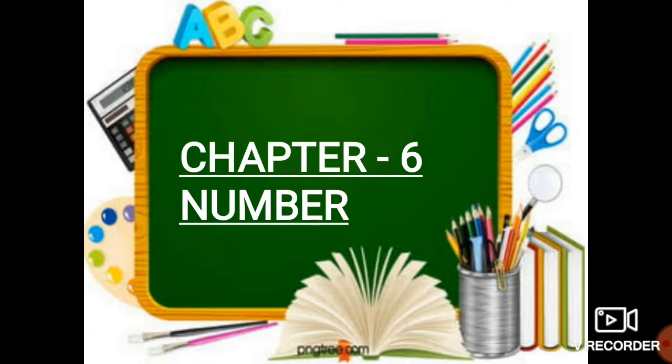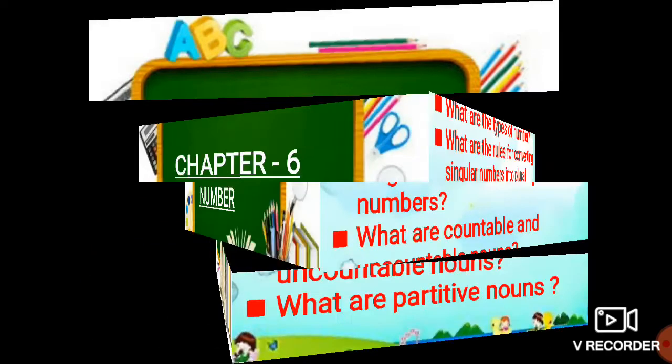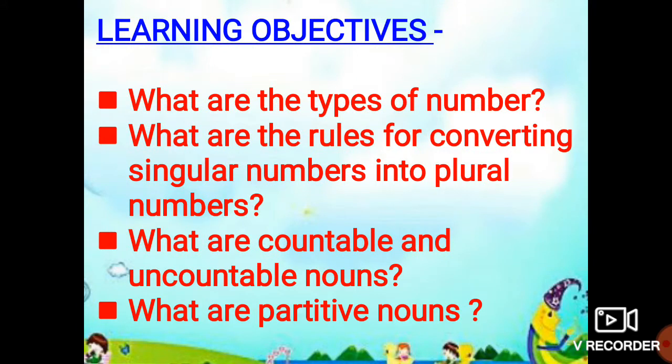Today we will study chapter 6, number. In this chapter, we will study what are the types of number, what are the rules for converting singular numbers into plural numbers, what are countable and uncountable nouns, and what are partitive nouns.